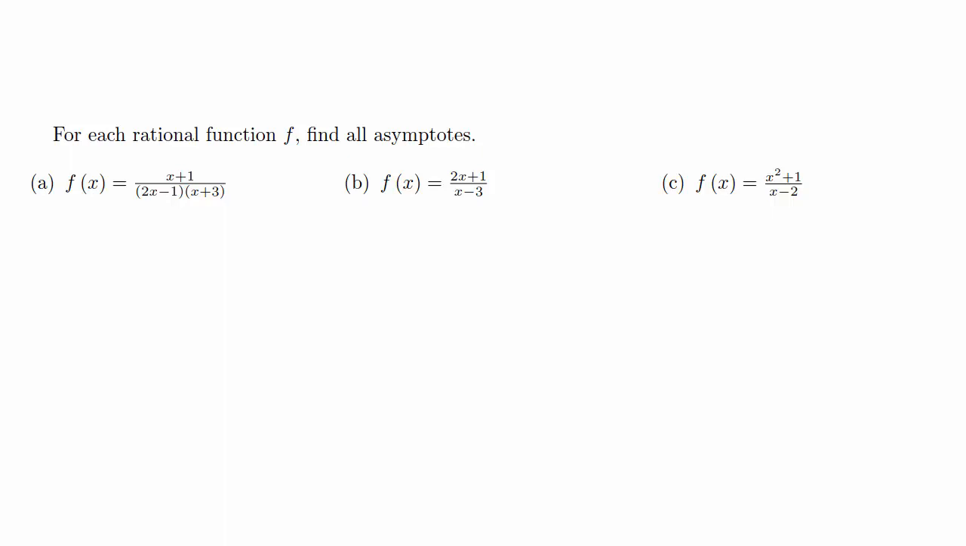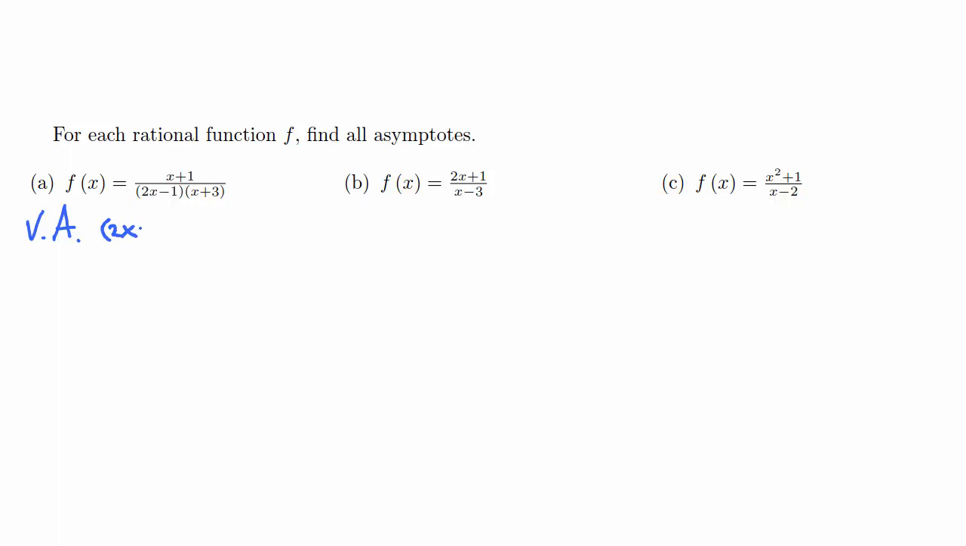Hello. In this example, we're going to find all asymptotes for each function. Now, if you look at A, f of x equals x plus 1 all over 2x minus 1 times x plus 3. If I want to find asymptotes, I'm going to start with vertical asymptotes. For vertical asymptotes, abbreviated VA, we set the denominator equal to 0.